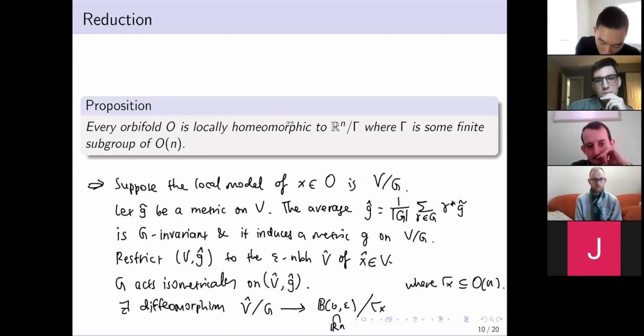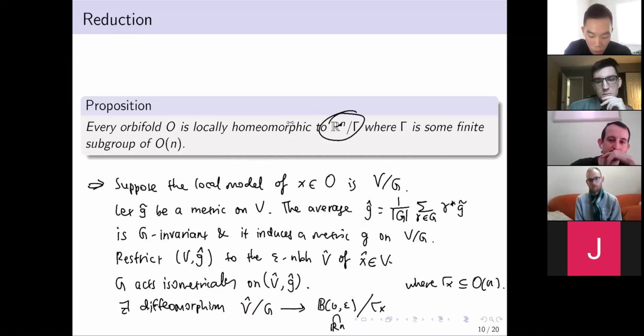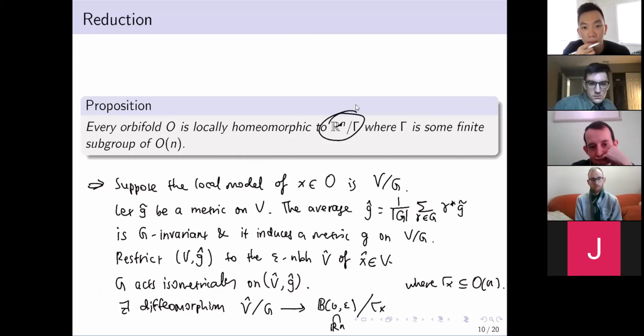This is just the local model at every point. By definition, an orbifold is locally homeomorphic to R^n modulo some finite group. But a priori, we don't know whether this finite group can be taken to be a subgroup of O_n. It can be anything else, perhaps. But we can reduce the statement by saying that, in fact, we can just take this to be a subgroup of O_n. Is that clear?